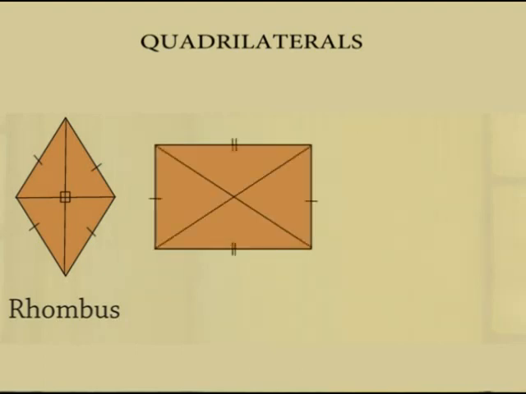In a rectangle, the opposite sides are equal in length and each pair of sides meet at right angles. The diagonals are also equal in length, but they do not meet at right angles.